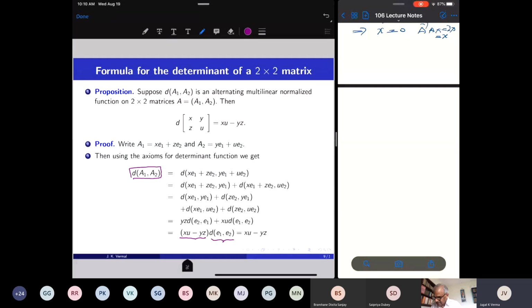It is a multiple of the usual determinant. So any alternating multilinear function will be a scalar multiple of the usual determinant function on 2 by 2 matrices, where this factor is D of E1, E2. That's why we use the term normalization, because we declare D of E1, E2 as 1. Okay. So then we get the formula for the determinant of 2 by 2 matrices. Any questions so far?